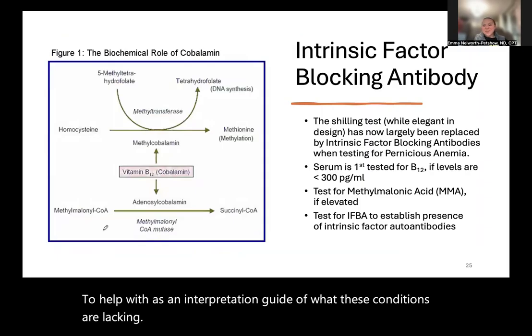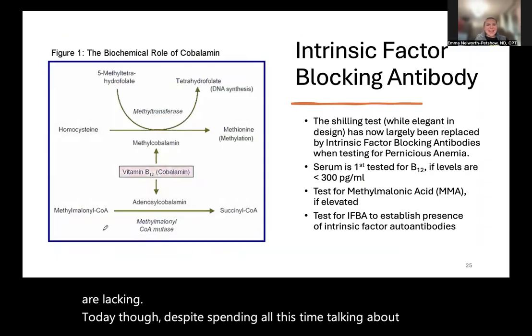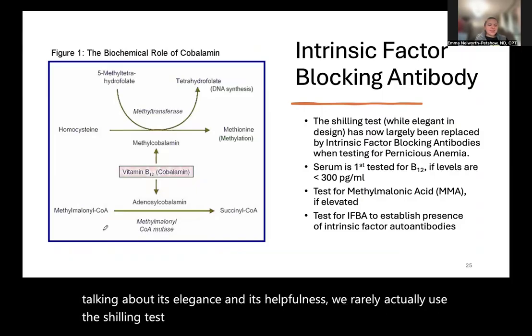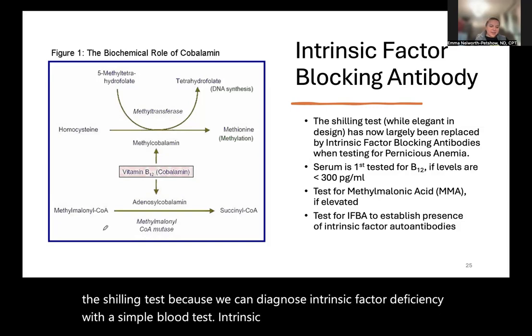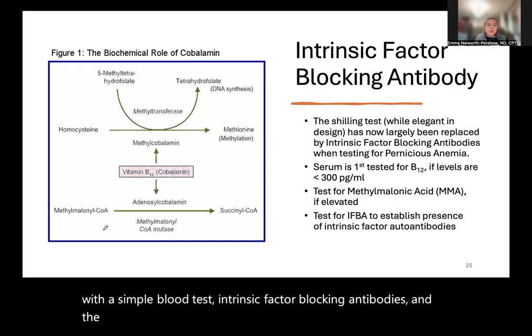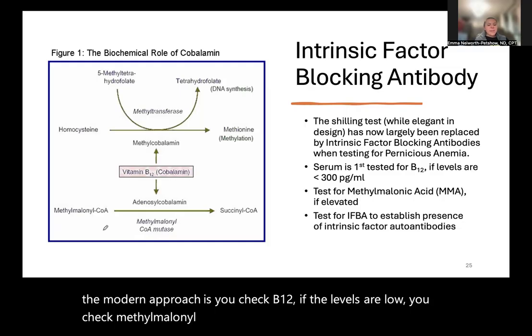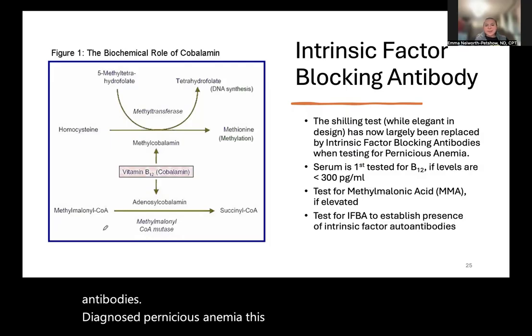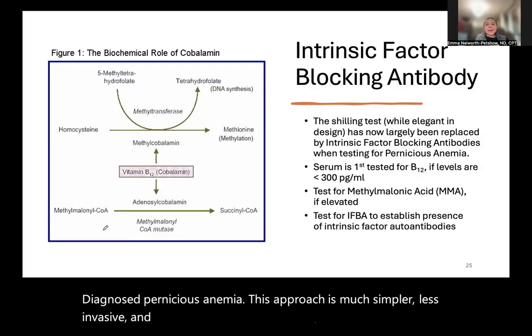Today, though, despite spending all this time talking about its elegance and its helpfulness, we rarely actually use the Schilling test because we can diagnose intrinsic factor deficiency with a simple blood test, intrinsic factor blocking antibodies. And the modern approach is you check B12. If the levels are low, you check methylmalonic acid. If MMA is elevated, that confirms a cellular deficiency. Then we test for intrinsic factor blocking antibodies to diagnose pernicious anemia. This approach is much simpler, less invasive, and doesn't involve any radioactive tracers.